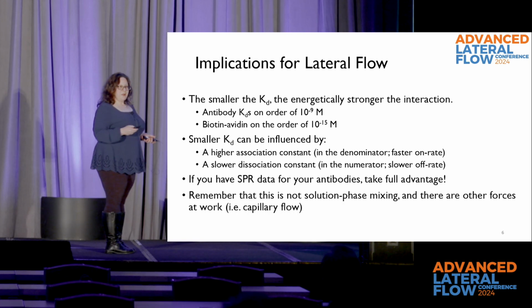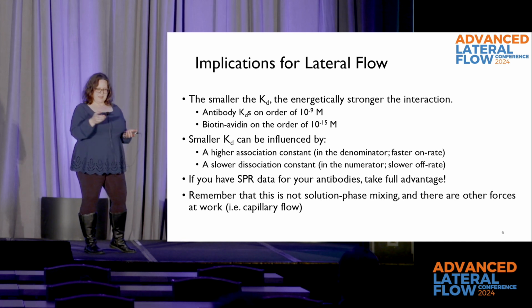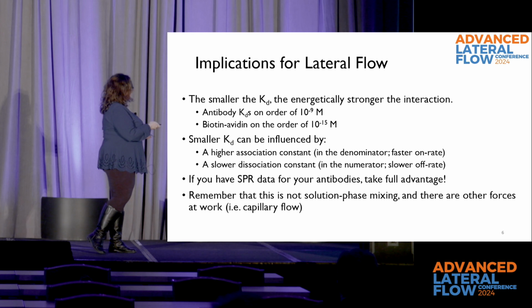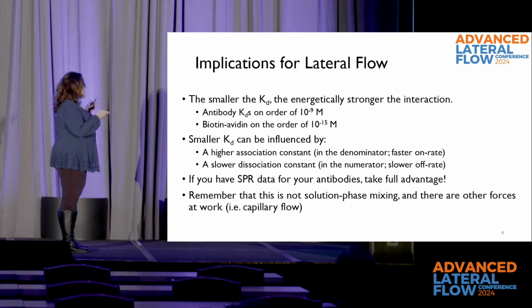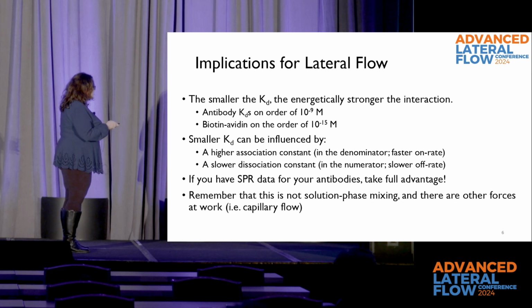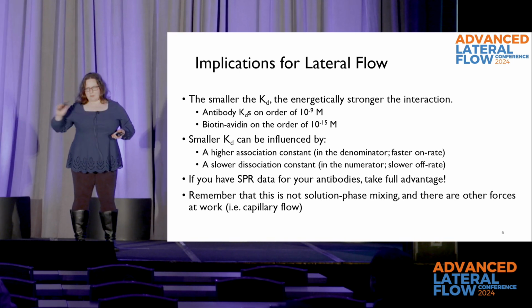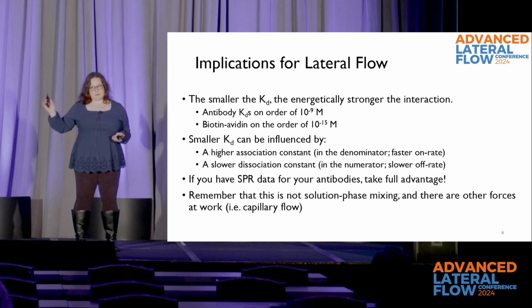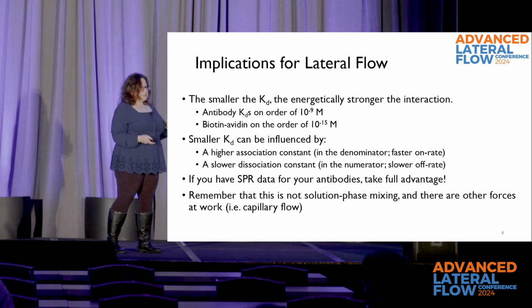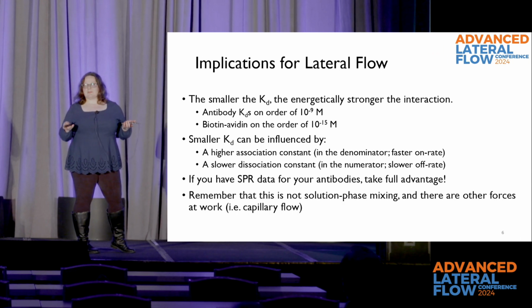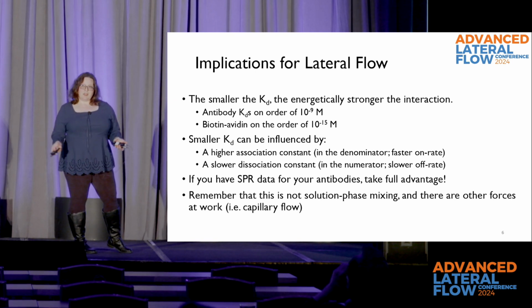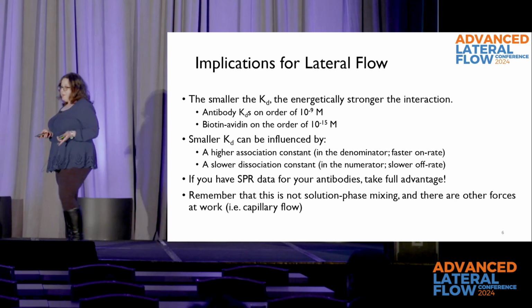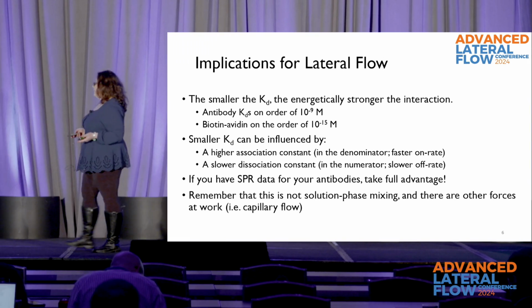But the thing about Kd is there are actually two terms in it: the off rate over the on rate. So a smaller Kd, a better Kd, can be influenced by a higher association constant or a slower dissociation constant. If something goes on really quickly, that's good. If something comes off really slowly, that's also good. But you can have trade-offs here. You can have a relatively slow on rate, but also a really, really slow off rate, and that's going to provide a good Kd. Now, is that good for lateral flow? Maybe not necessarily, because things happen fast in lateral flow.